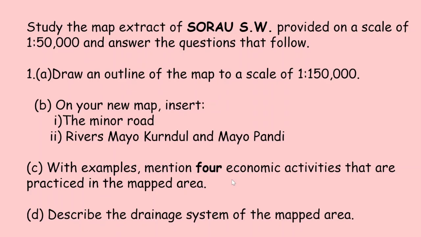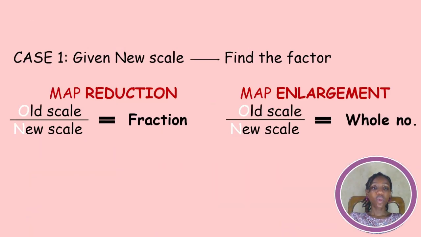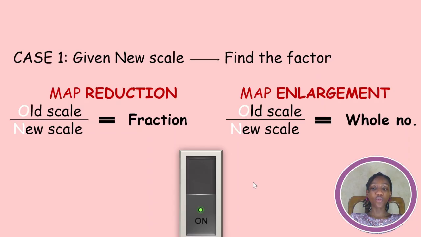So let's recall the formula. This is from our map reduction enlargement video. Whenever we're given a new scale and asked to find the factor, then this is the formula that we make use of. Old scale over new scale. And you can use the word ON to help you remember the numerator and the denominator. If you get a fraction, then it's going to be a reduction. And if you get the whole number, that means it's an enlargement. Another thing to note is that when using the formula, ignore the 1 in the ratio, because using it is going to give you the inverse of the correct answer, which is wrong.